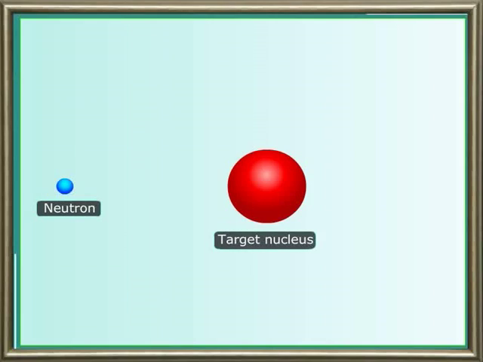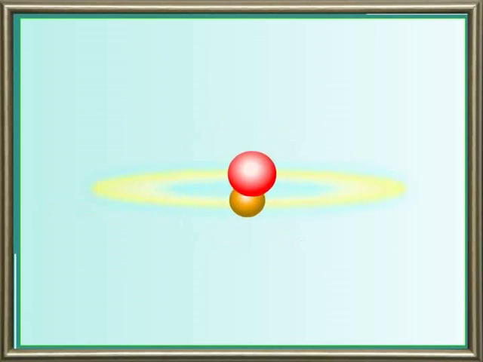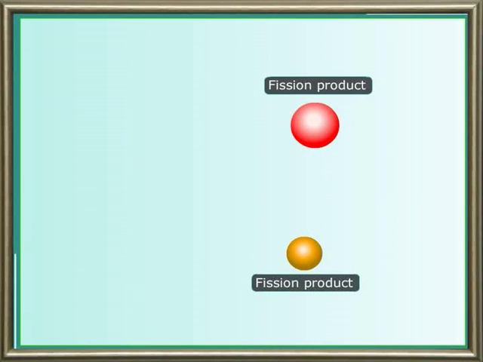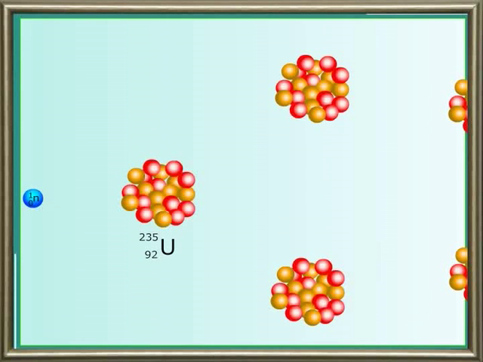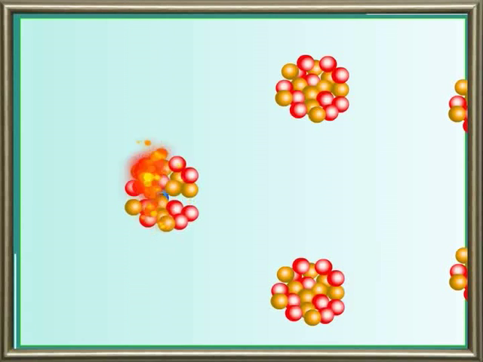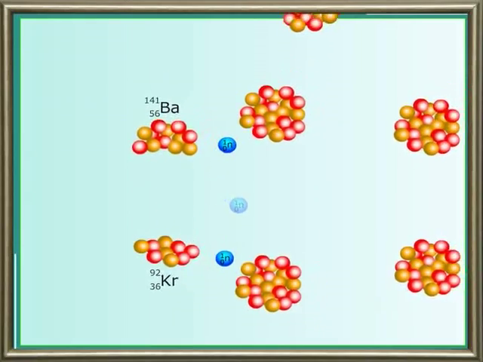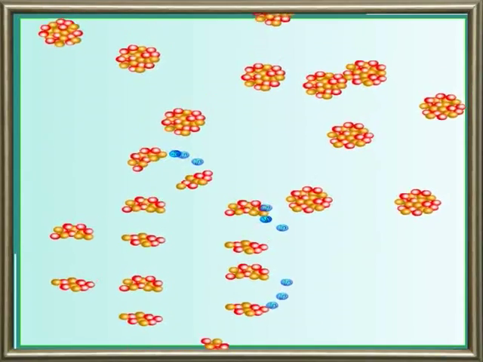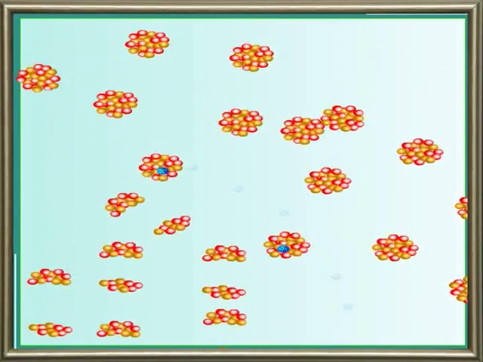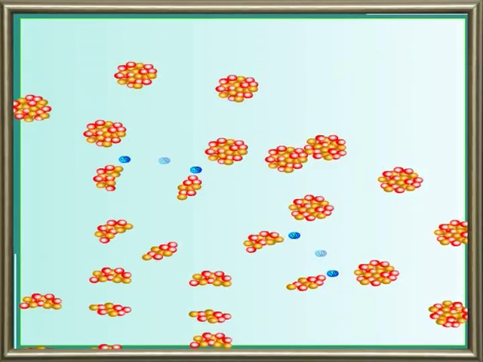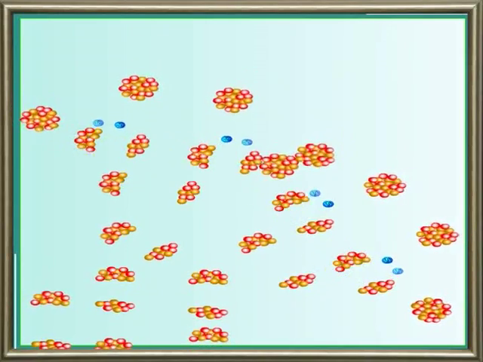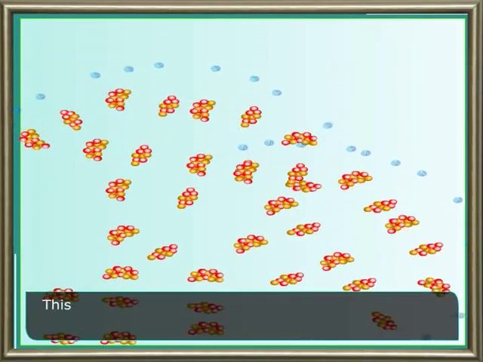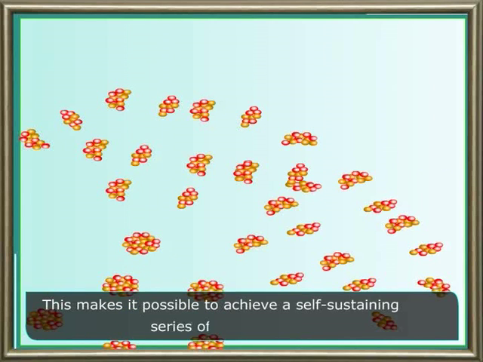Splitting of the nucleus of an atom of an element is fission. For example, when uranium or another suitable nucleus undergoes fission, it breaks up into a pair of nuclear fragments and releases energy. At the same time, the nucleus emits very quickly a number of fast neutrons, the same type of particle that initiated the fission of the uranium nucleus. This makes it possible to achieve a self-sustaining series of nuclear fissions.